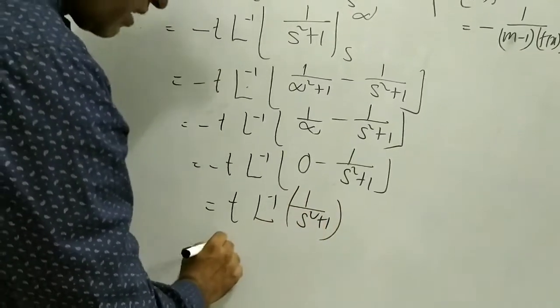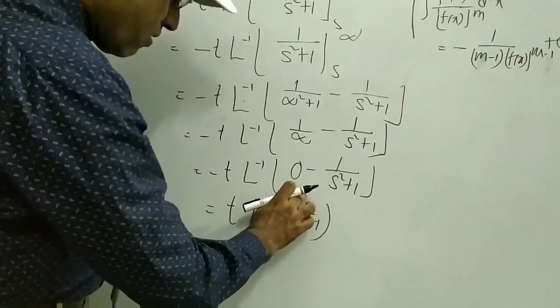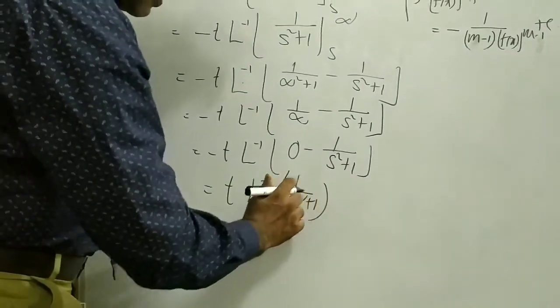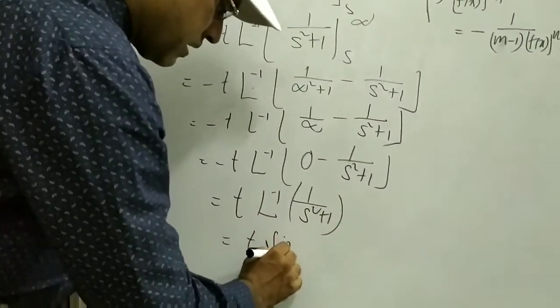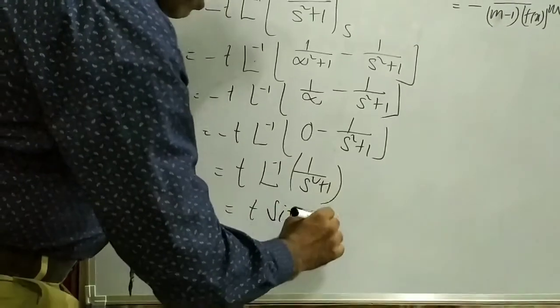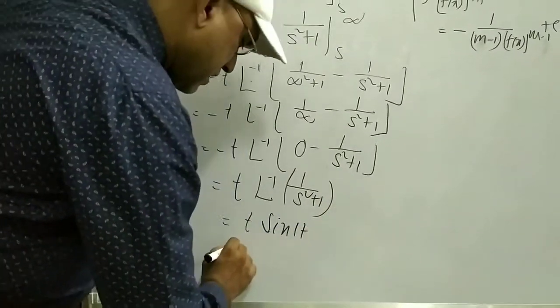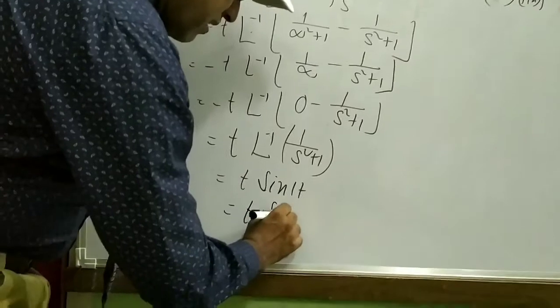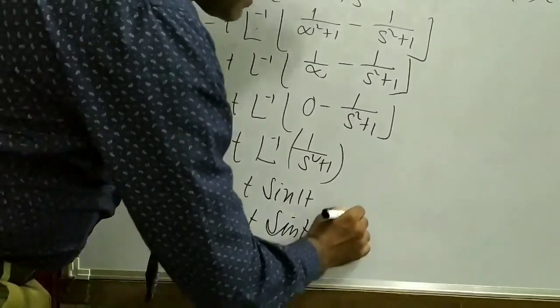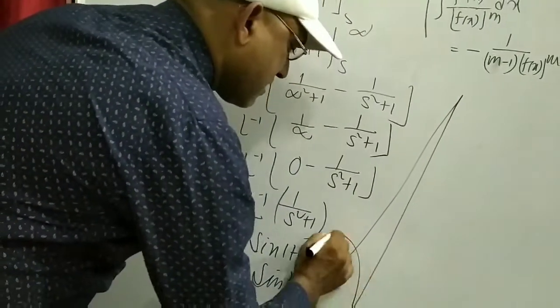So this is direct formula, we get t 1 by s square plus 1 square. This will be sine 1t, or we can write sine t. So this is t sine t, and this is our nice answer.